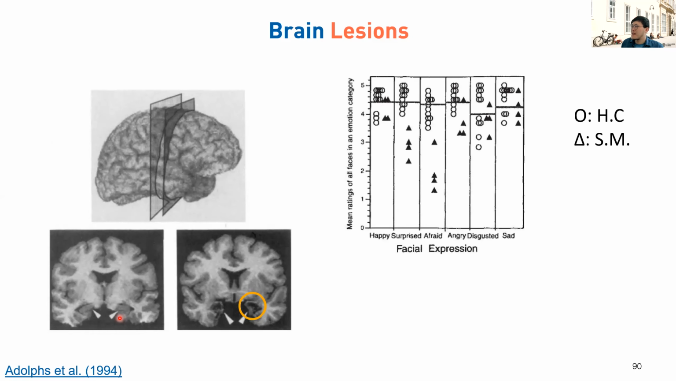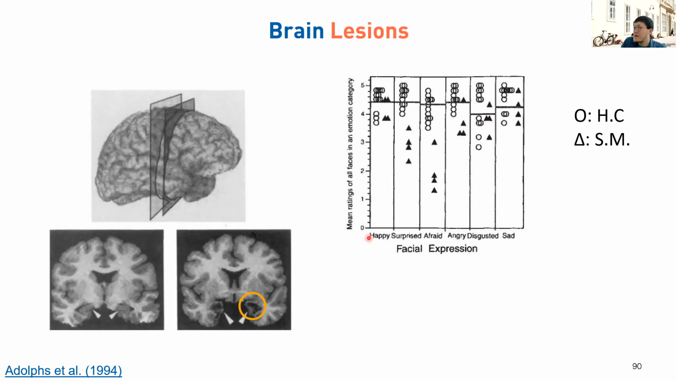In this particular case, they ask the participants, healthy ones and lesion patients, to recognize emotion. I show the participants a picture, a face with a facial expression, and you tell me what that expression is, making your choices down below. Here on the x-axis: happy, surprised, afraid, and angry. Here the circle is the healthy control, and this triangle is the patients.